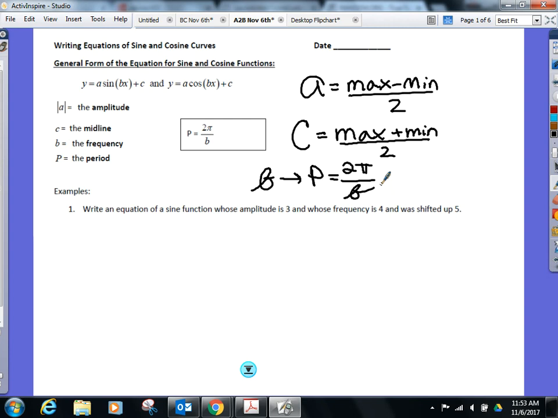And you will see when we do these problems, I always find A and C first because they go pretty quick, and then I'll find B last because that takes a little bit. All right, you ready to roll?